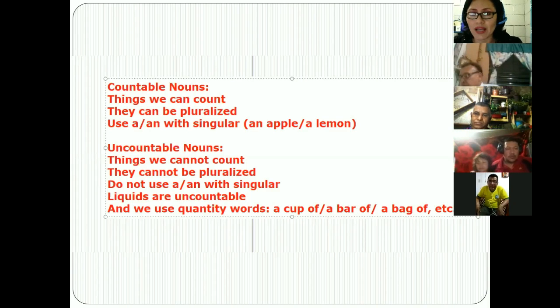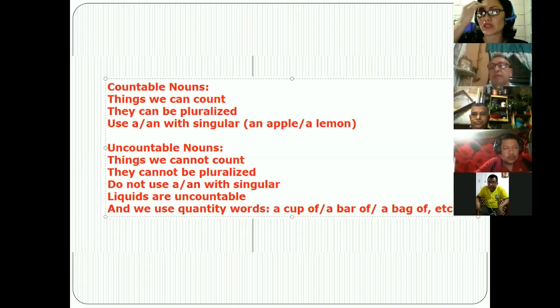Uncountable nouns, I cannot count them. No los puedo contar. They cannot be pluralized. No los puedo pluralizar. Do not use a or an with singular nouns. Como no pueden ser pluralizados, imposible. No puedo usar a or an con ellos. We said that liquids, generalmente los líquidos, ¿verdad? Liquids are uncountable nouns. And we use quantity words, ¿verdad? Si queremos como expresar una cantidad con ellos, podemos usar algunos de los que tenemos acá.